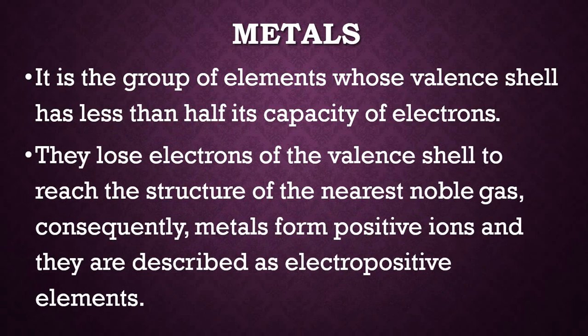So we can say that they lose electrons of the valence shell, since they are less than 4 electrons and less than half the capacity of the shell. They lose these valence electrons to reach the structure of the nearest noble gas. Consequently, metals form positive ions, and hence they are described as electropositive elements.